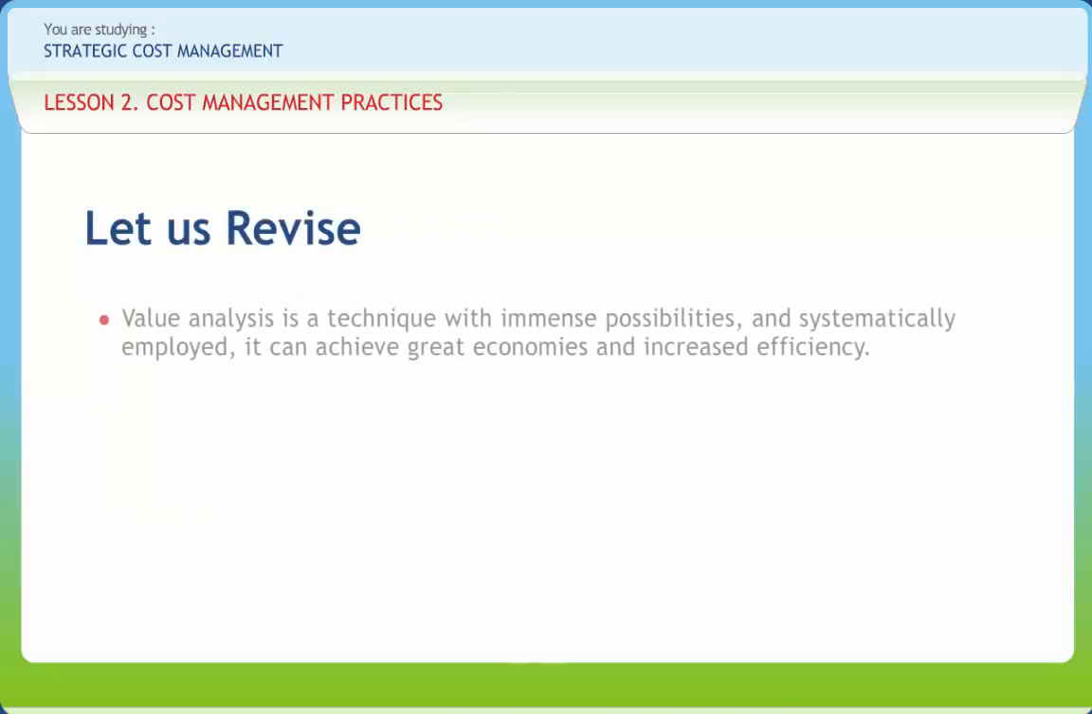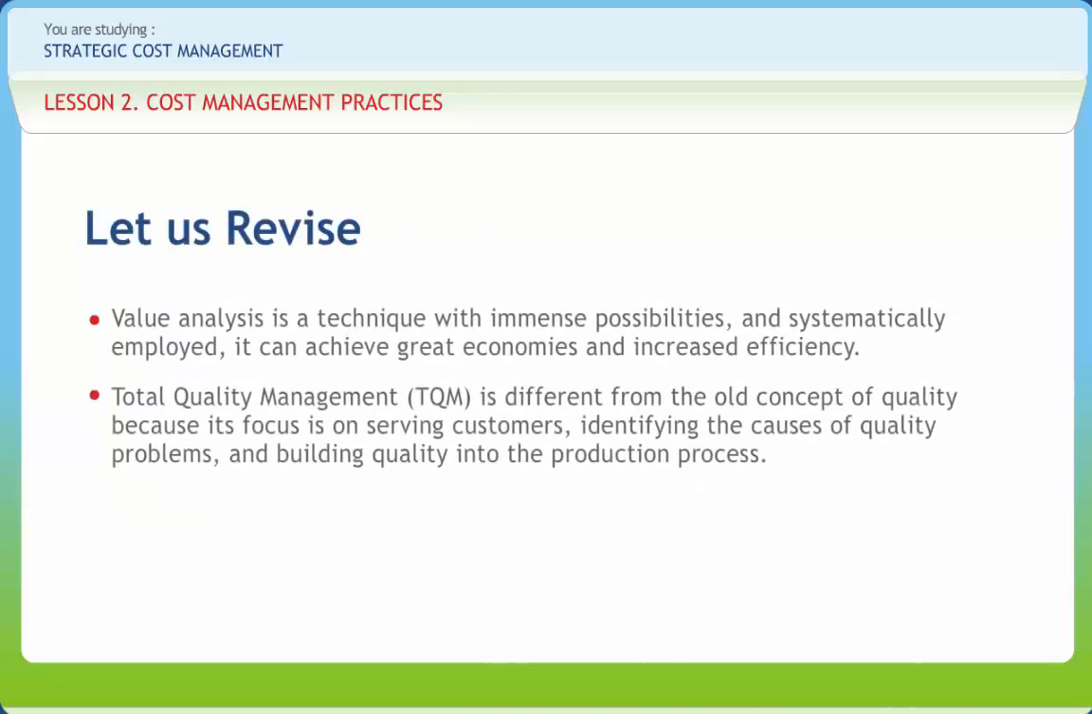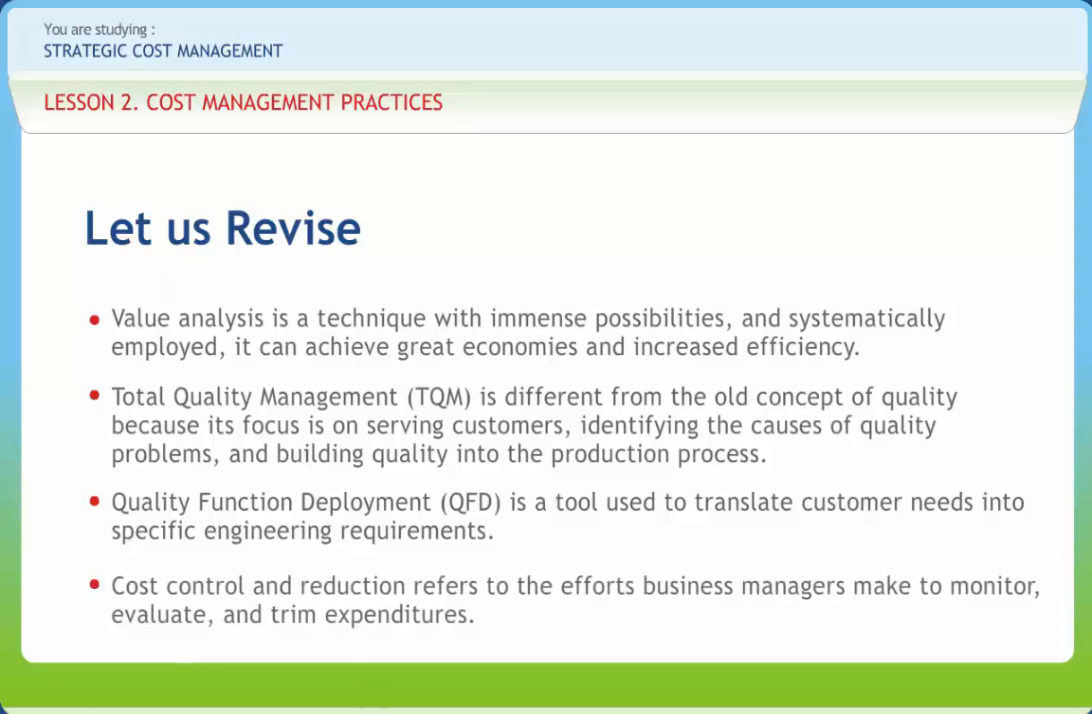Before we end, let us briefly revise what we have studied so far. Value analysis is a technique with immense possibilities and, systematically employed, it can achieve great economies and increased efficiency. Waste is defined as the substances having no value. Waste has no value, but it can create a problem for its disposal. From the costing point of view, waste can be of two types. First, normal waste, and second, abnormal waste.